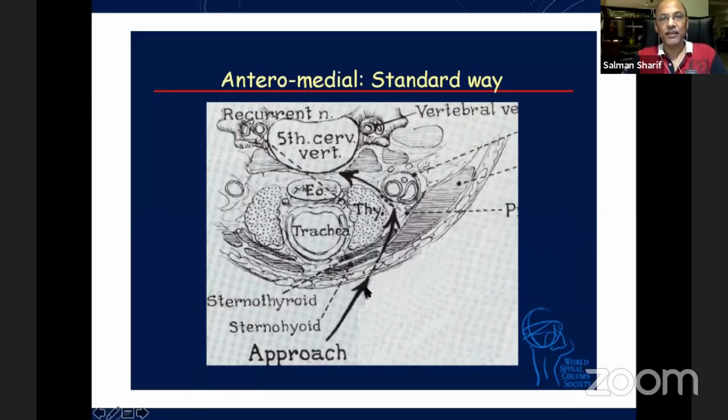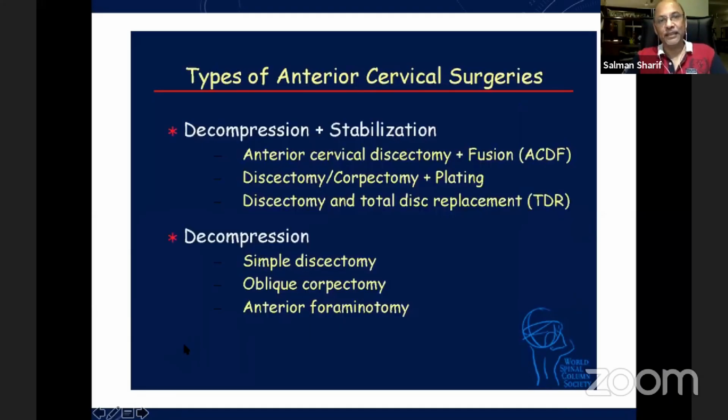So if this is the front, so thyroid is here, trachea is here. We push the thyroid and trachea immediately, and we push the carotid laterally. And this would be our track that you'd be taking. Esophagus is also pushed immediately. So these are the different types of surgeries that we can do when we're doing anterior cervical surgeries.